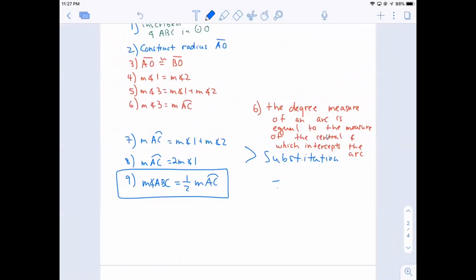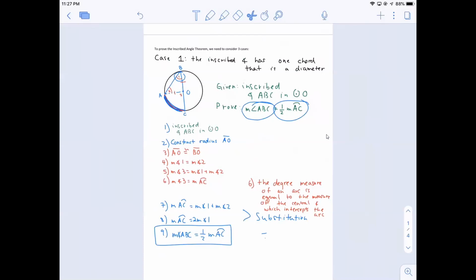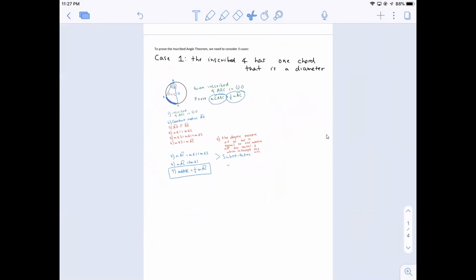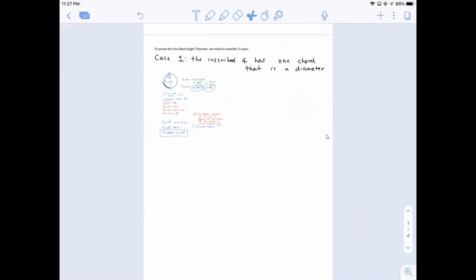Cool? All right, so that's the first case, and we do need to consider 3 different cases because all the cases are proved slightly differently. So that's our first case, where the inscribed angle has one chord that is a diameter.